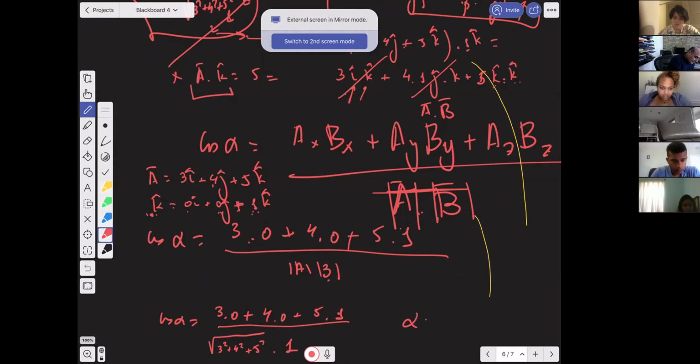So with this, you obtain alpha. How? Well, this will be 5 divided by the square root of 9 plus 16 plus 25, and that is the square root of 50.